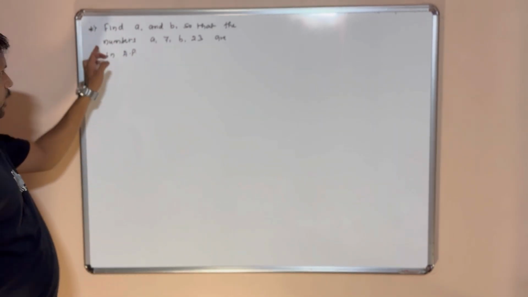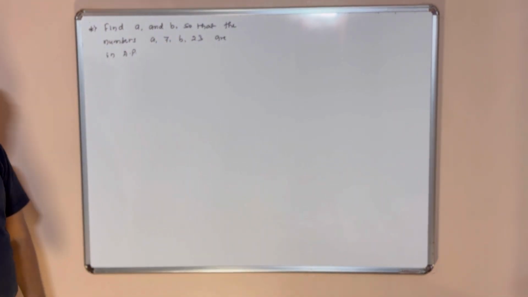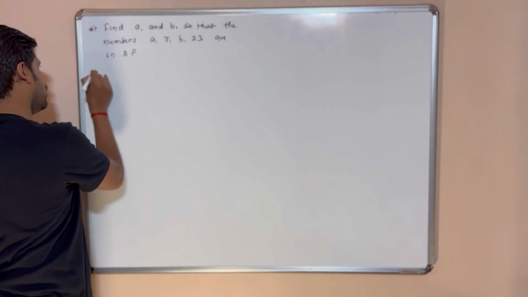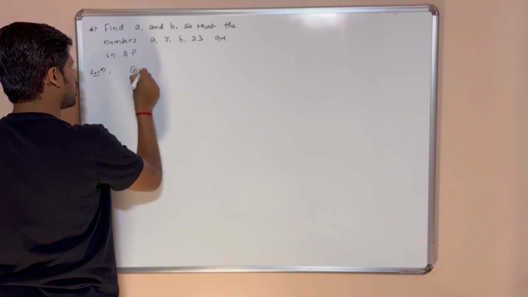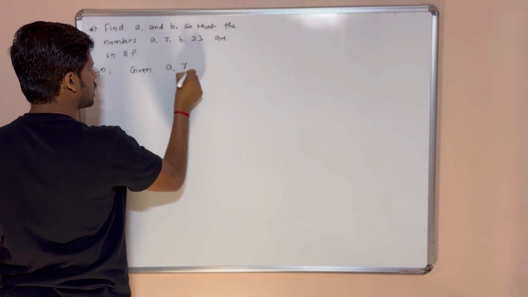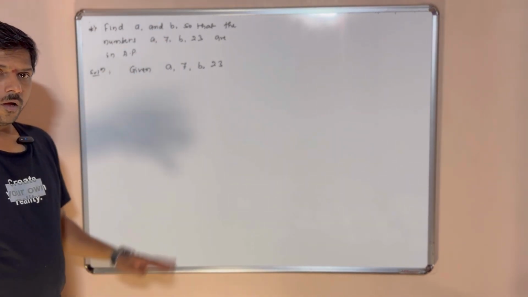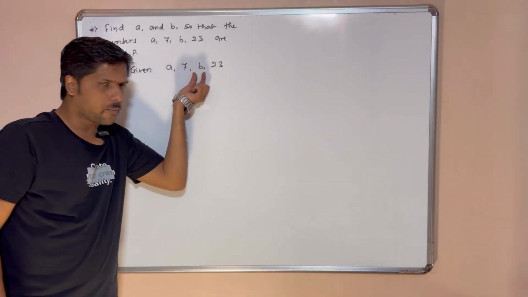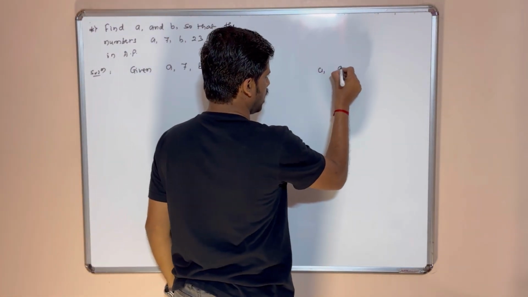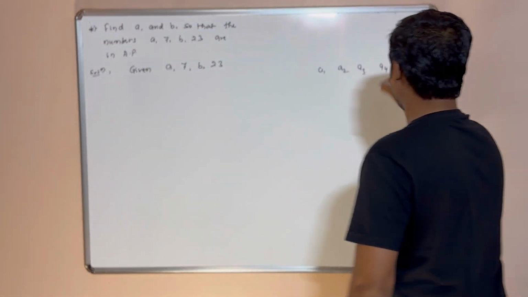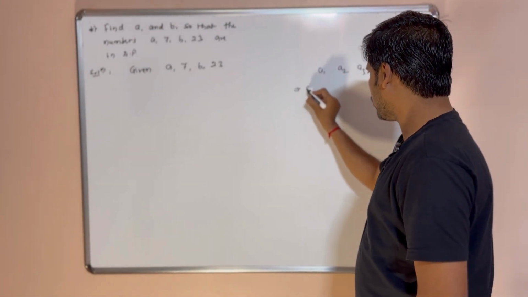So next example, find A and B so that the numbers A, 7, B, 23 are in AP. So here the given AP is A, 7, B and 23. These are the terms of an AP. Now here we have to find the value of A and B. Here we have 4 terms. Suppose consider general terms A1, A2, A3, A4. The common differences are equal.